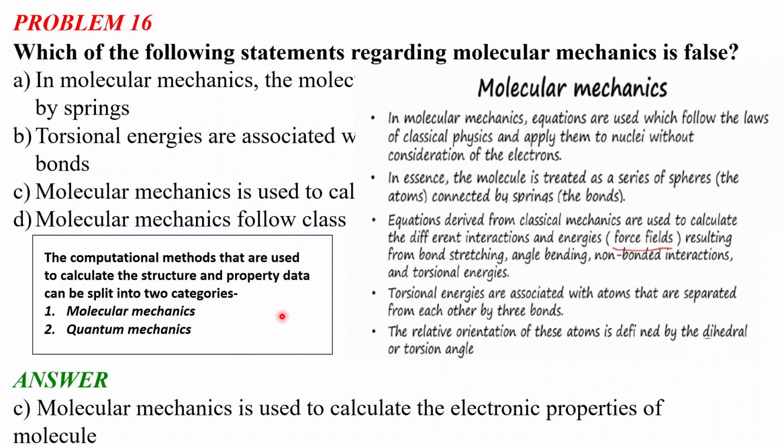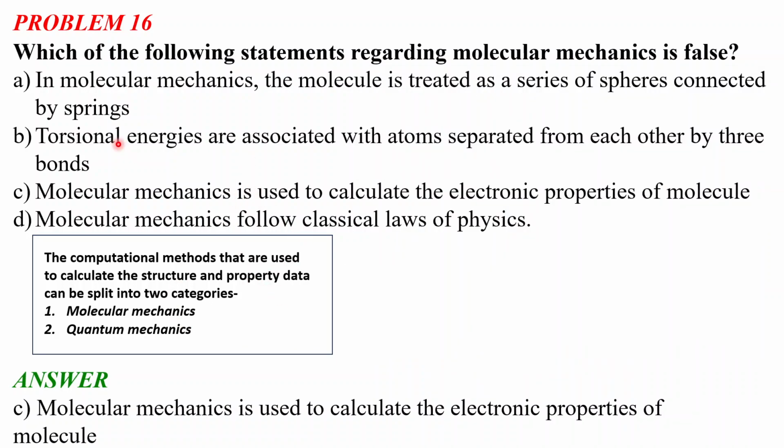Let me repeat the other options. In molecular mechanics, the molecule is treated as a series of spheres connected by springs. It is the correct one. Torsional energies are associated with atoms separated from each other by three bonds. It is also correct. Molecular mechanics is used to calculate electronic properties. It is not the correct one. It follows the classical laws of physics, which is again a correct option. So option C was the false one regarding molecular mechanics.